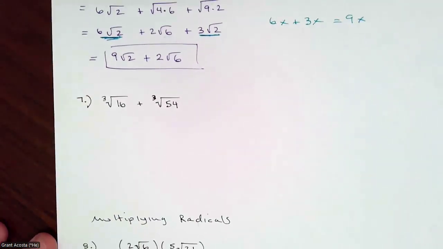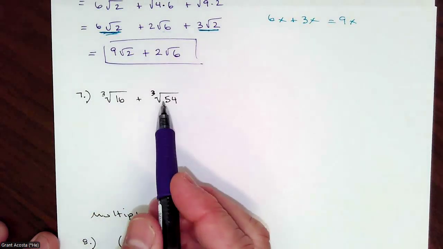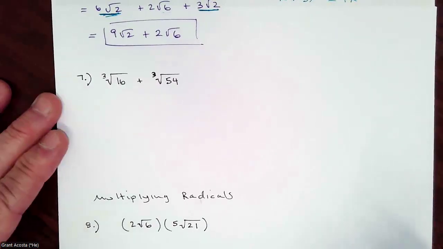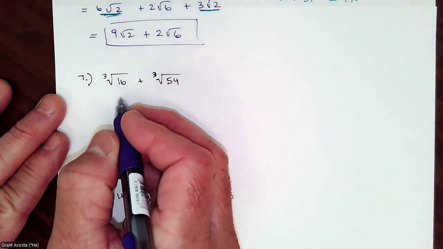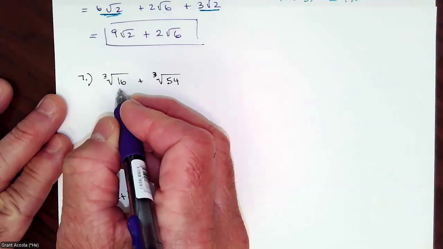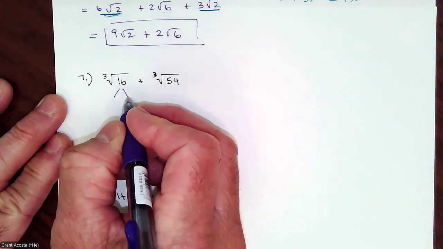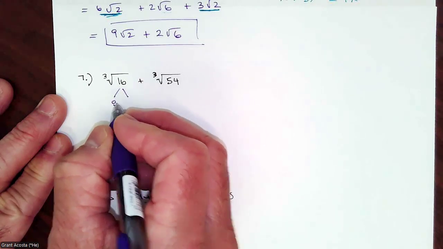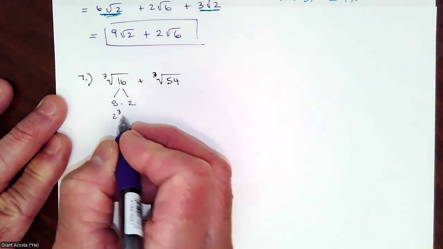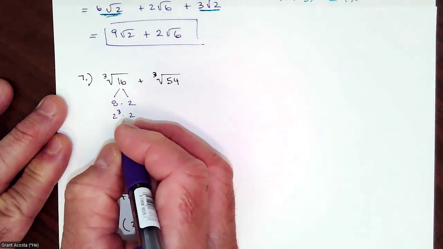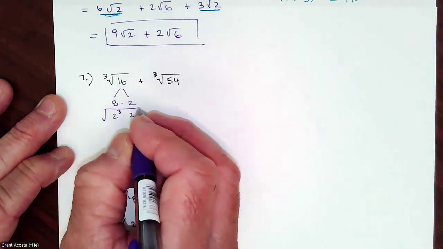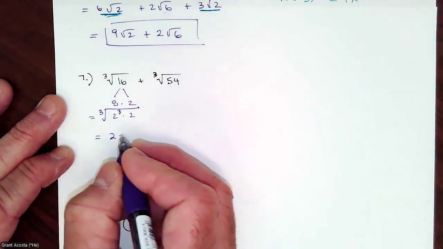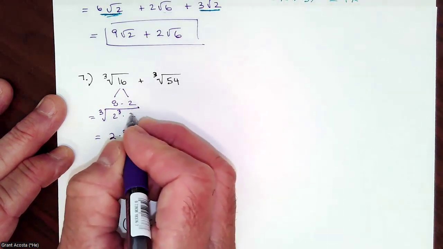You can do the same thing with cube roots. If you wanted to add 2 cube roots, you can't just add these numbers together and take the cube root, but we can see if they have any common radicals. So we'll break this down. We're looking for perfect cubes. 16 is 8 times 2, and remember 8 is 2 cubed times 2. If I wrote it as a cube root, then I can pull that out. This is going to be 2 times the cube root of 2. I have a leftover 2 here.